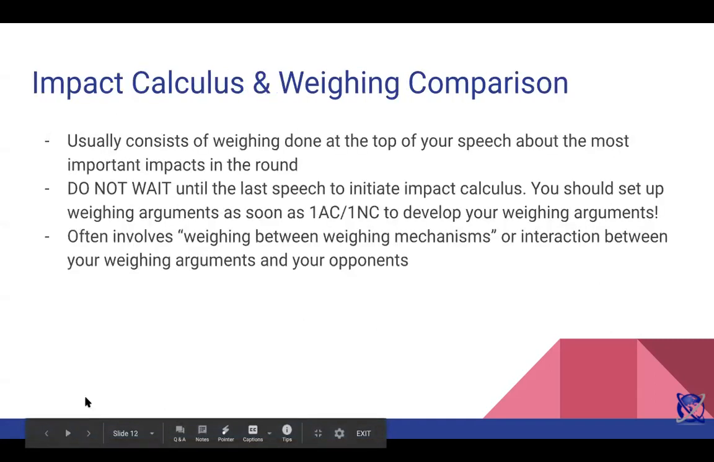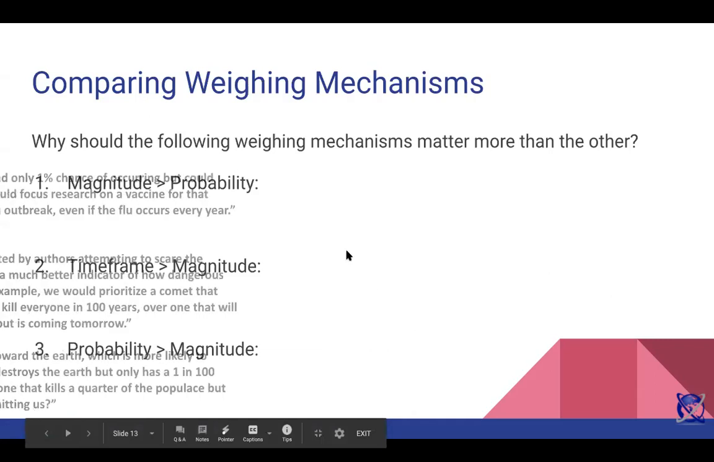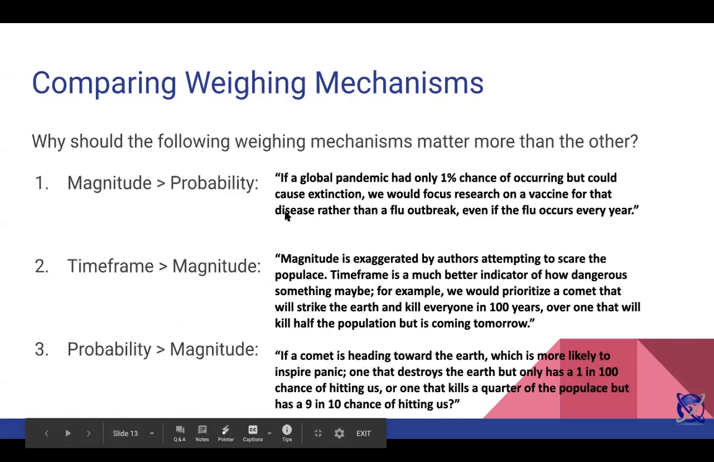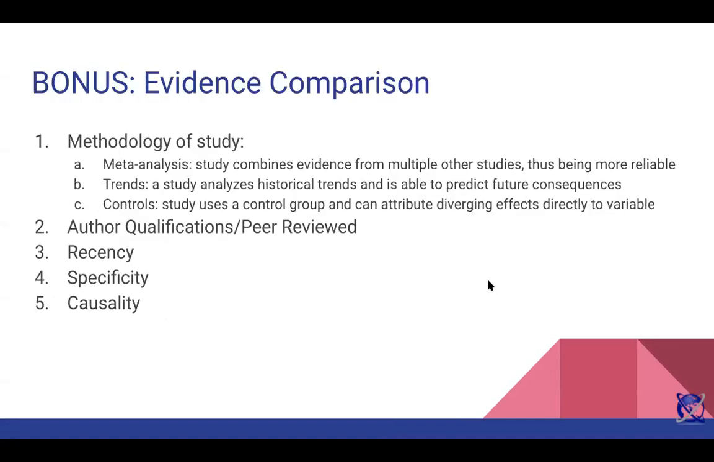This is a little more advanced for sure, but a few examples might be magnitude versus probability. If a pandemic has only a 1% chance of occurring, but could cause human extinction, should we research a vaccine for that pandemic, or should we focus on a flu outbreak? That's very pertinent with the whole coronavirus situation. But for the most part, there are a lot of debates to be had over different weighing mechanisms. So hopefully these are a few examples. We can return to this, but do people get the idea of what these weighing debates look like?